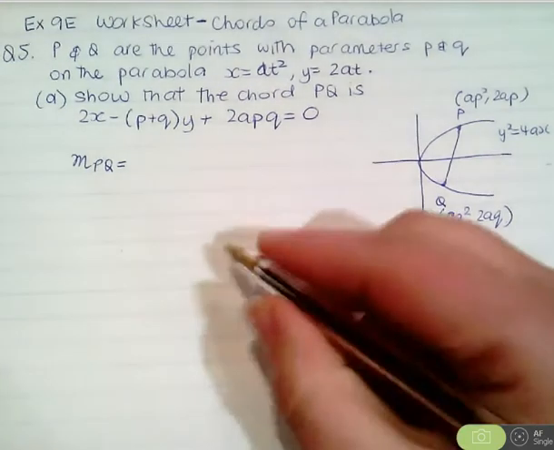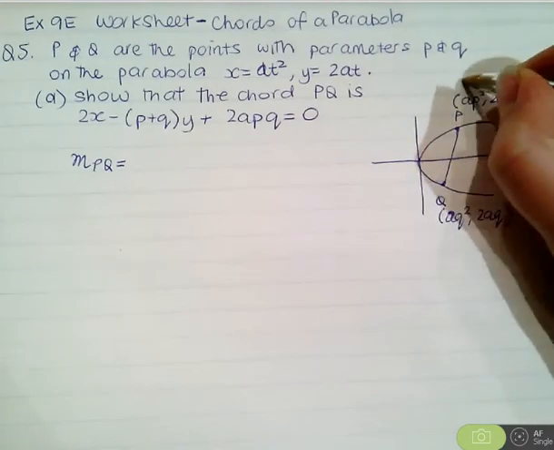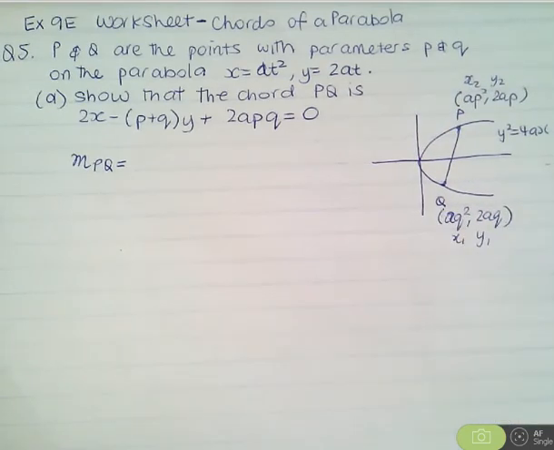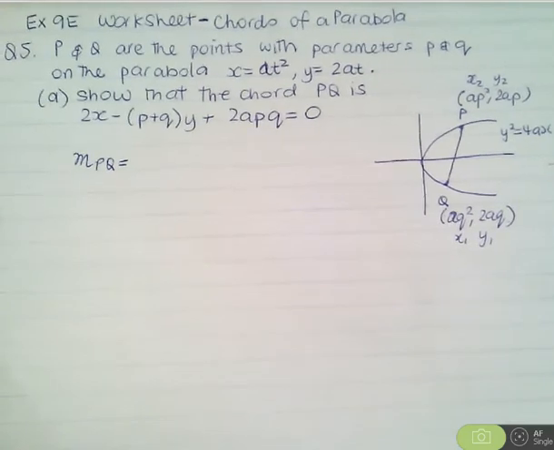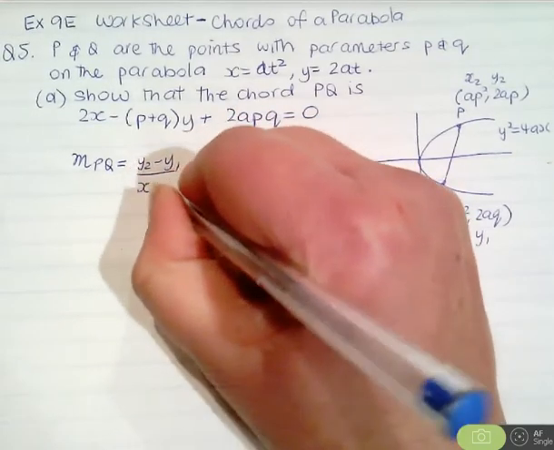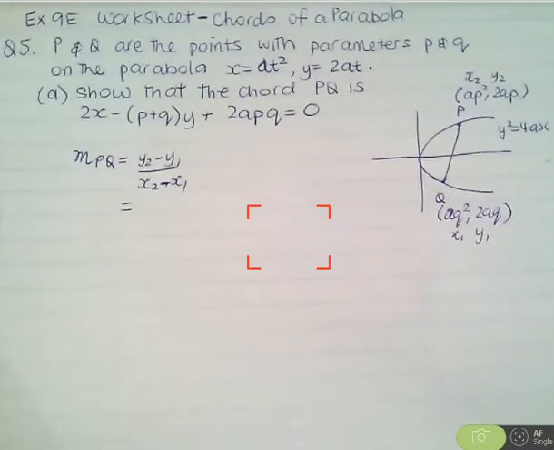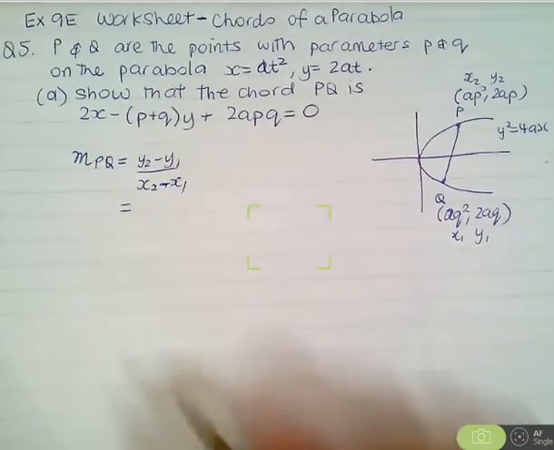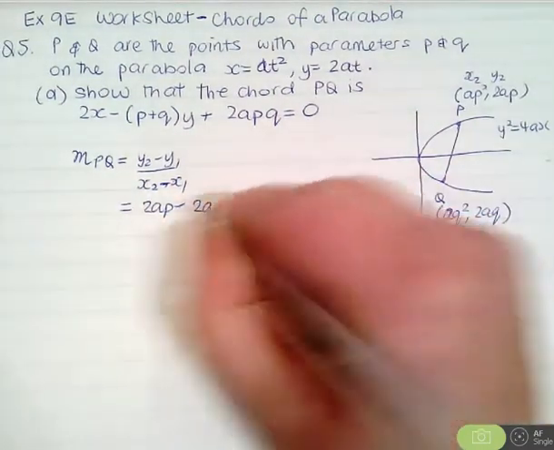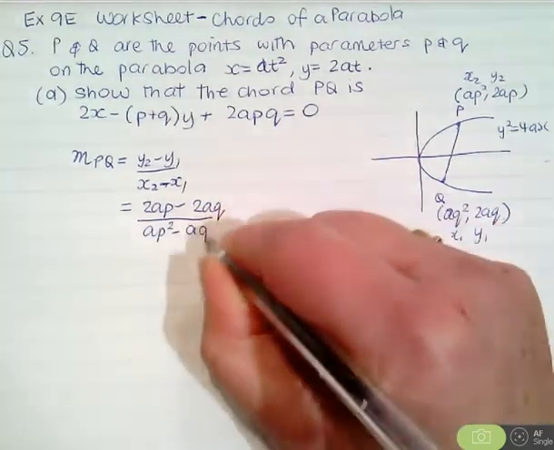Okay, gradient PQ. Now here are our points P and Q. I'm going to call this (x2, y2) and (x1, y1). It really doesn't matter which way you do it. So let's go. We've got y2 minus y1 over x2 minus x1. So therefore gradient PQ is y2 minus y1, which is 2ap minus 2aq, over x2, which is ap squared, minus x1, which is aq squared.